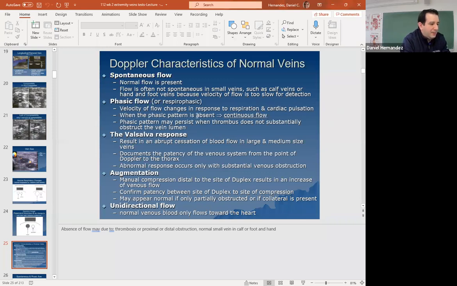When phasic pattern is absent, this is referred to as continuous flow. So when we lose that phasicity, that breathing in, we get those little waves, we get the momentary pauses in the flow. When we lose that, the flow is then referred to as continuous flow. So a continuous flow pattern can indicate the presence of thrombosis or more proximal obstruction, something that's taking away that influence of the lungs in our phasicity.